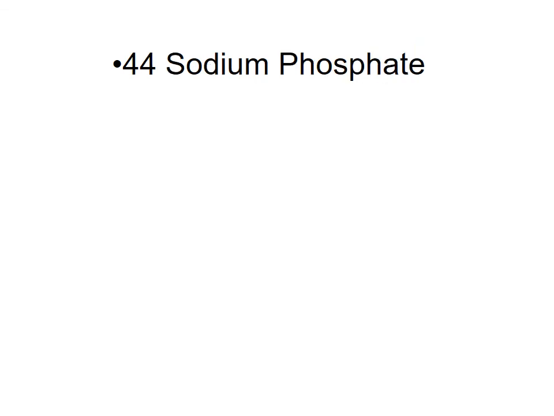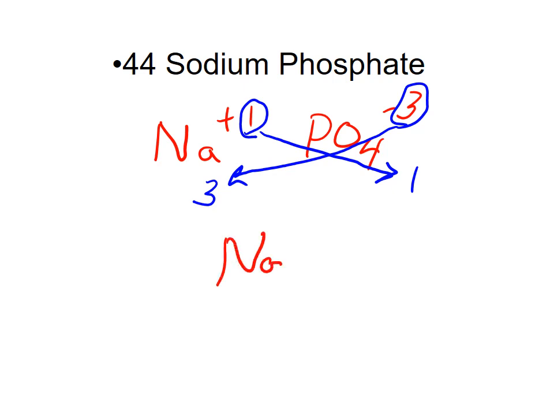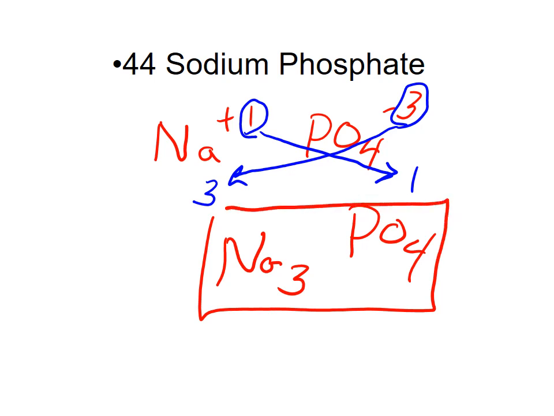And the last one on this, sodium phosphate. Sodium is Na plus 1. Phosphate is PO4 minus 3. So on this one, we're going to do the cross. Since they don't add to 0, the 1 goes here. The 3 comes down here. So what you get is Na3 PO4. We don't need to write the 1, so it's Na3PO4.